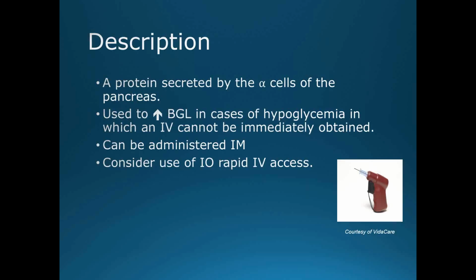So D50 is going to be your better choice if you have an IV. If you don't, we can try the glucagon IM in hopes that the patient will rouse enough that you can get some oral glucose in them, or some fluid to get an IV to give some D50 via IV.